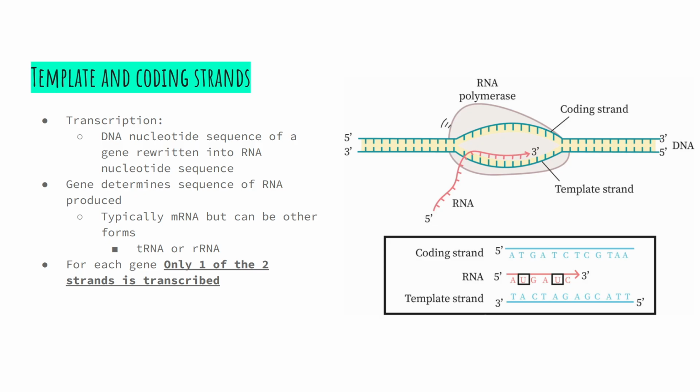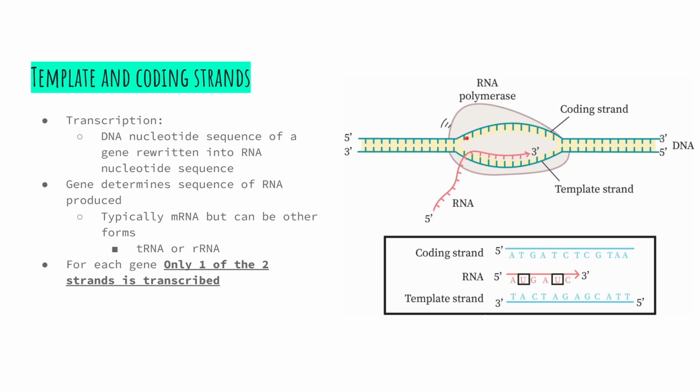For each gene, only one of the two strands is transcribed, and that is why in this image we can see that the RNA appears to be complementary to one side of the DNA strand. This strand that it is complementary to is referred to as the template strand, whereas the other strand will be referred to as the coding strand.